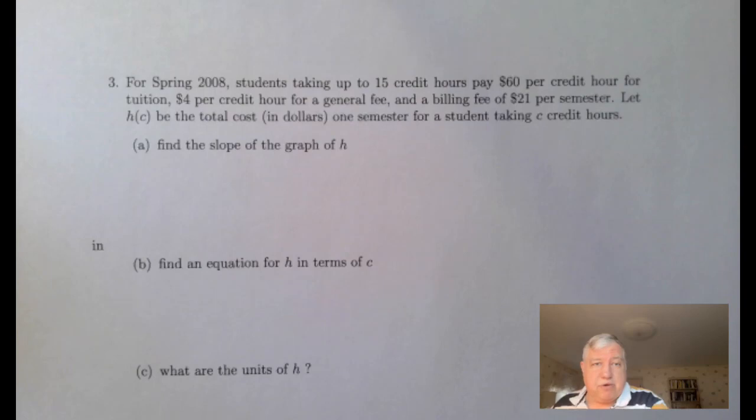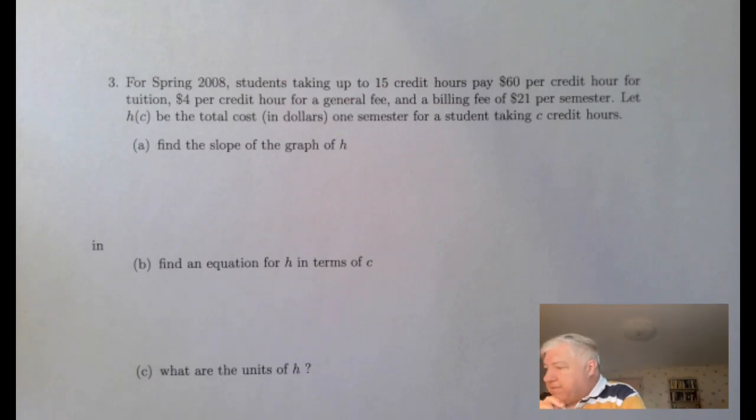Number 3, for spring 2008, students taking up to 15 credit hours pay $60 per credit hour for tuition and $4 per credit hour for a general fee, and a billing fee of $21 per semester. Let H of C be the total cost in dollars of one semester for a student taking C credit hours. Okay. Now they asked you to find the slope of the graph of H.